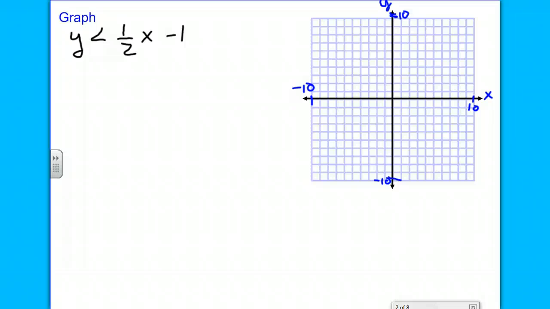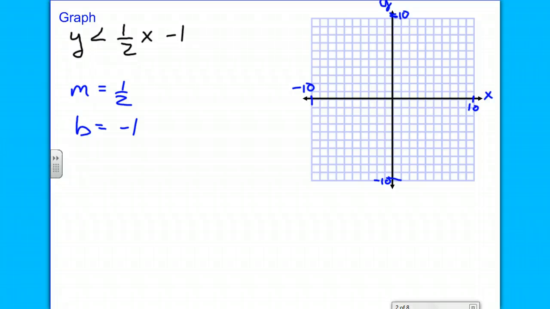What can you tell me? Stuart? It's going to be positive. Okay, it's going to be positive because what is the slope? It is 1/2. So just as we found the slope with an equal sign, we can find the slope with an inequality, right? And then what is the y-intercept, everybody? -1, good. So we can go right now and plot the y-intercept.